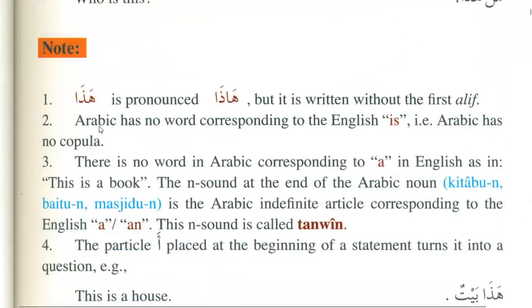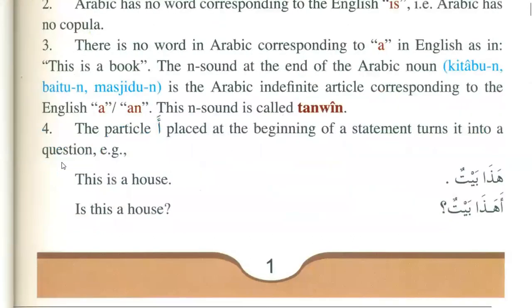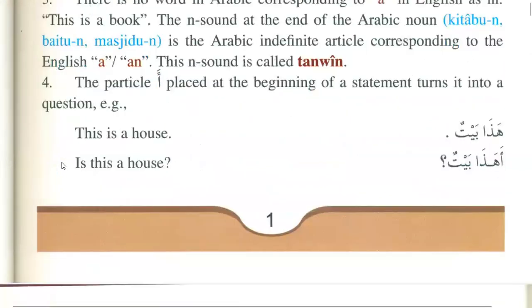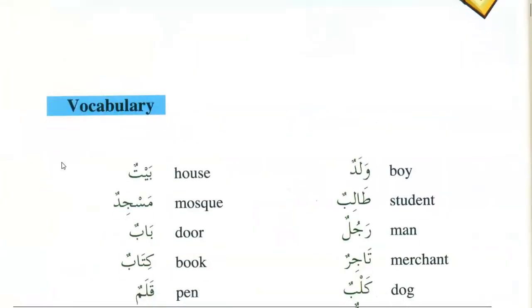Now read this note as well. Hadha is pronounced hadha, but is written without the first alif. Arabic has no copula. There is no word in Arabic corresponding to a or an in English, as in this is a book. The end sound at the end of an Arabic noun, kitabun and masjidun, is the Arabic indefinite article corresponding to English a, and this end sound is called tanween. Now the particle at the beginning of the statement turns it into a question. So this is a house is hadha baytun, ahadha baytun. Next, we have some vocabulary.